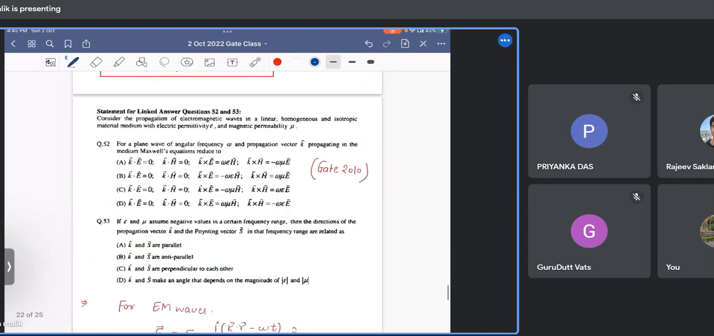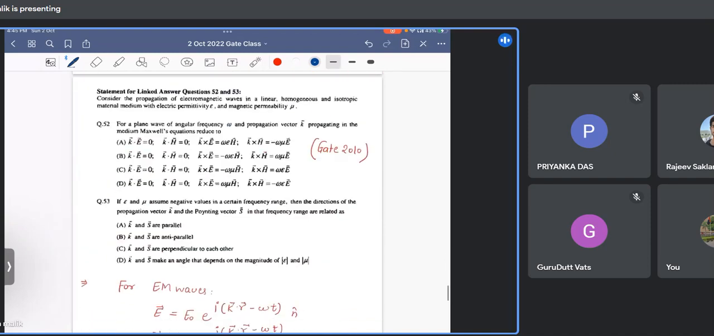Okay, similarly, there is this question that came in GATE 2010. Consider the propagation of an electromagnetic wave in a linear homogeneous isotropic medium with permittivity epsilon and permeability mu.